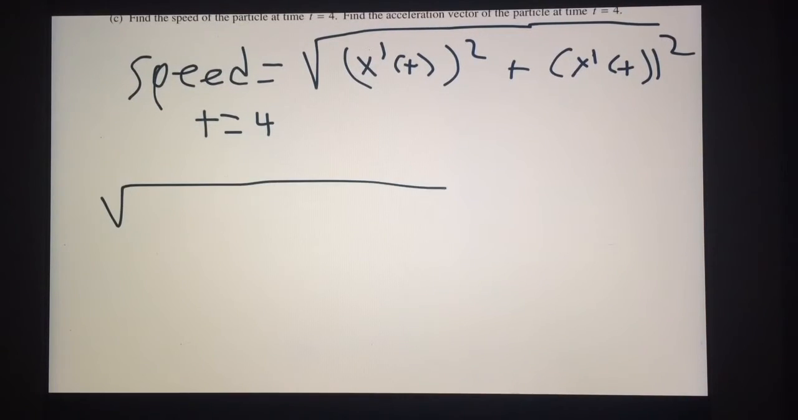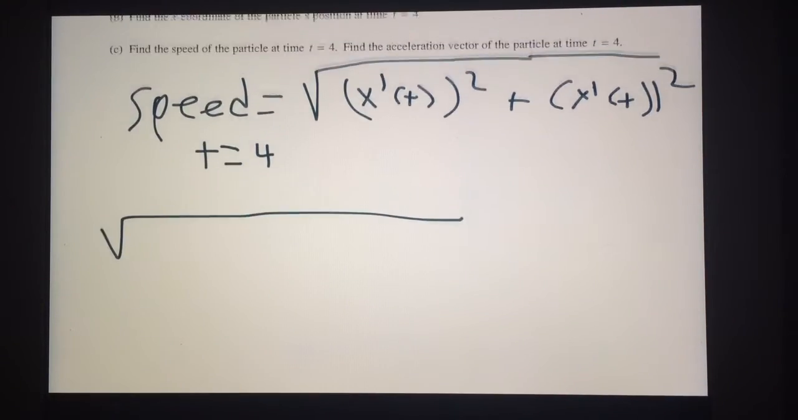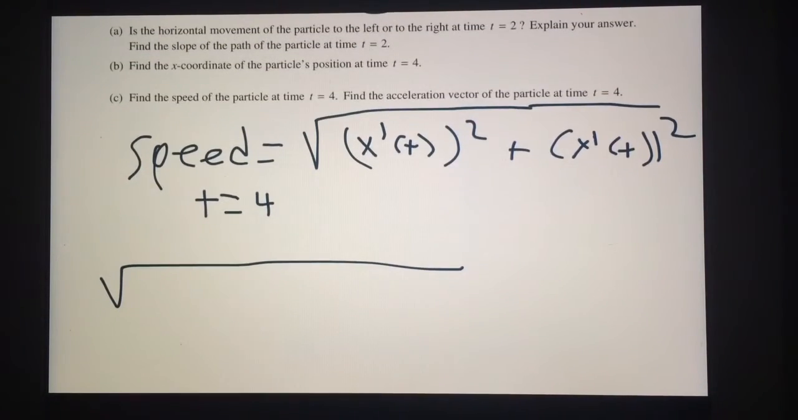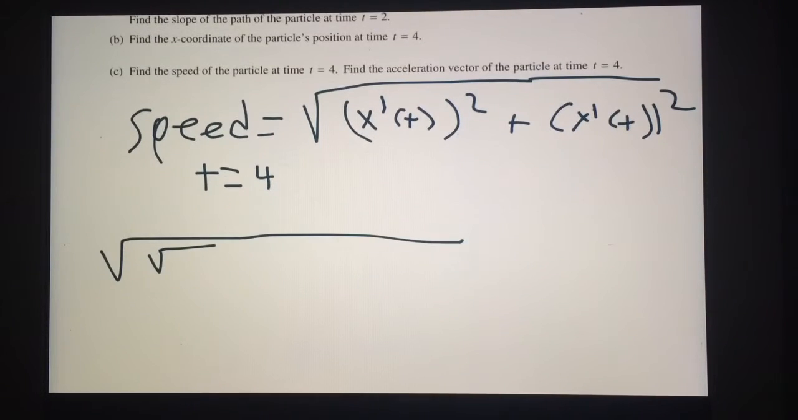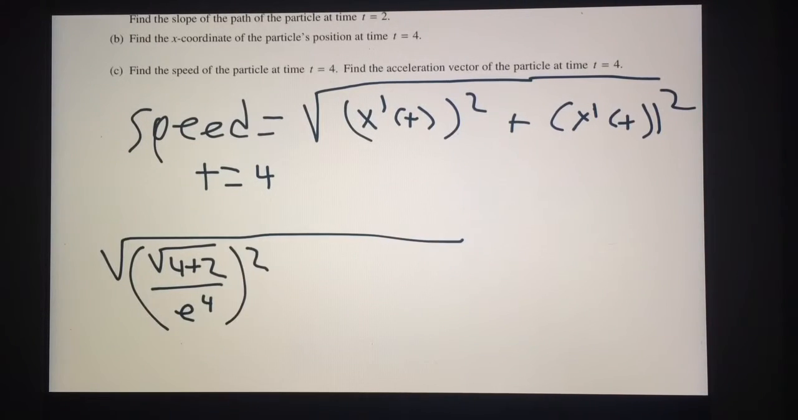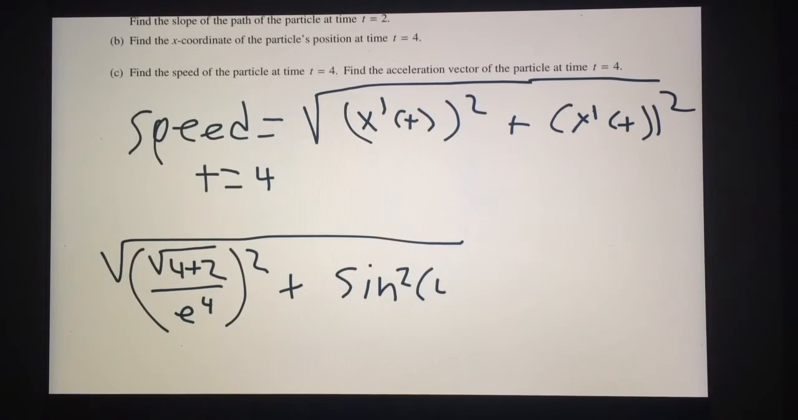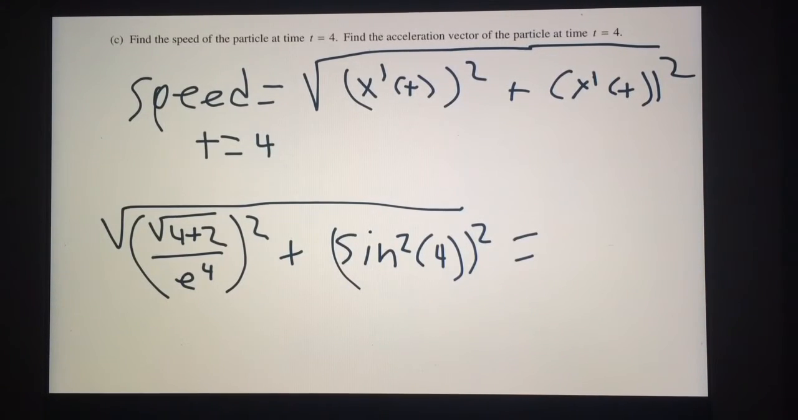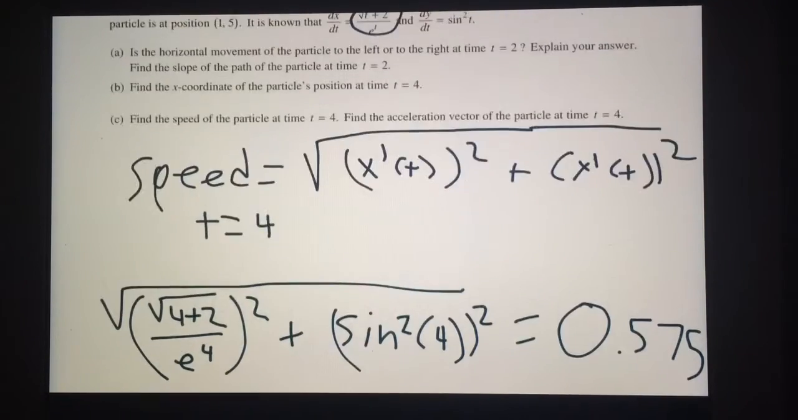The square root of, we already know x prime, because they gave it to us right here. So the square root of 4 plus 2 over e to the 4, all squared, plus sine squared of 4, squared. That's the speed. And again, calculator problem. If you plug this in, you get about 0.575.